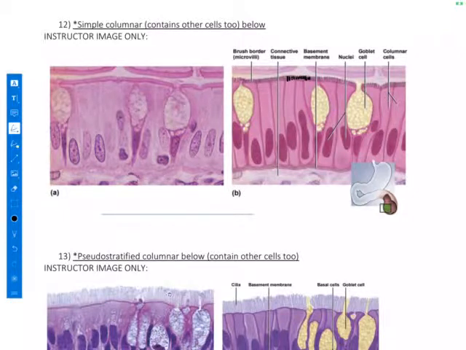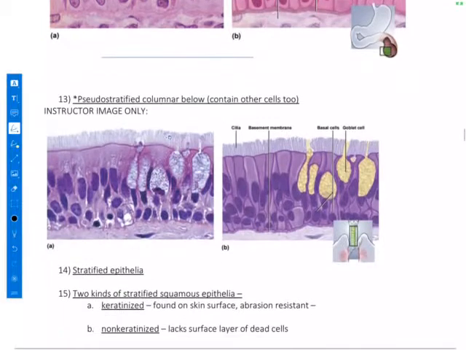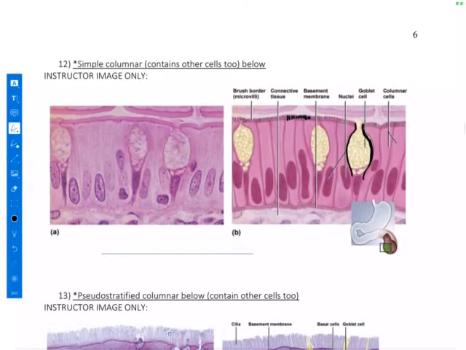You will find this in the brush border of the microvilli of the small intestine. Sometimes you'll see goblet cells, as you see here, those kind of wine glass shaped cells that secrete mucus, the single celled mucus secreting glands. In this particular picture of the simple columnar, we're seeing this from the small intestine. So basically, we're looking at the brush border.